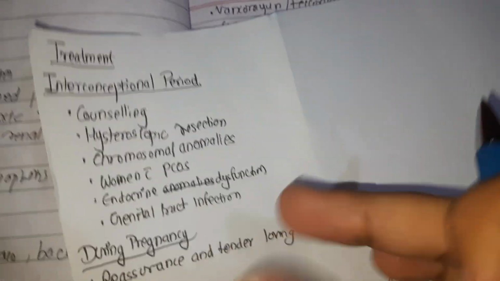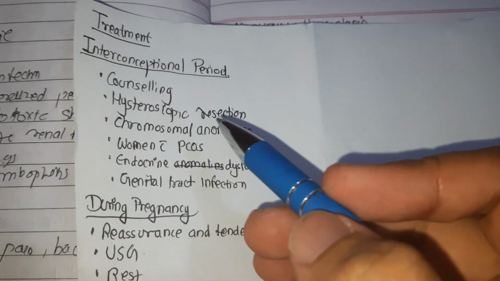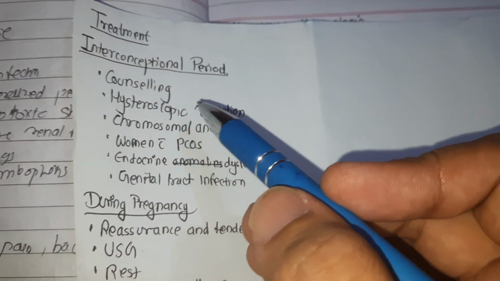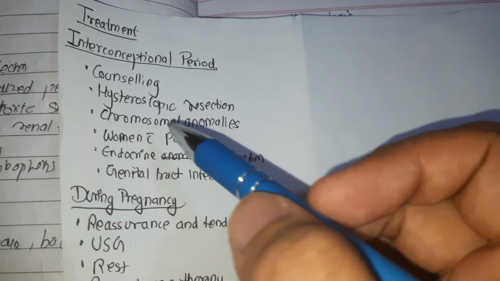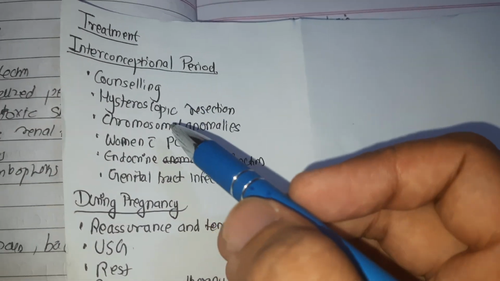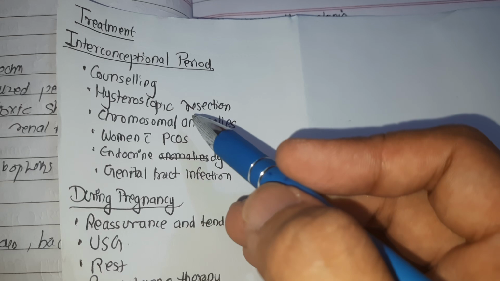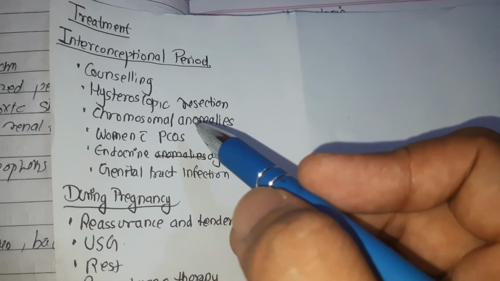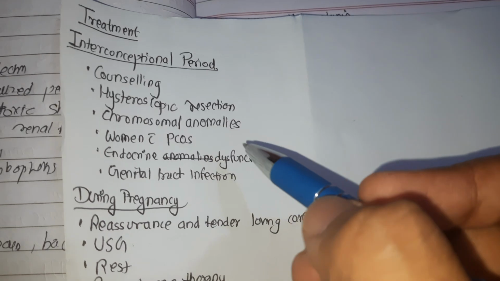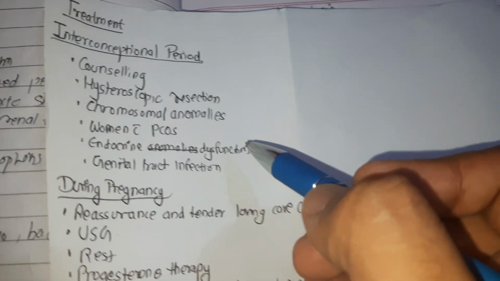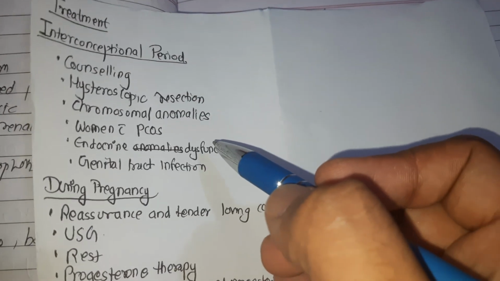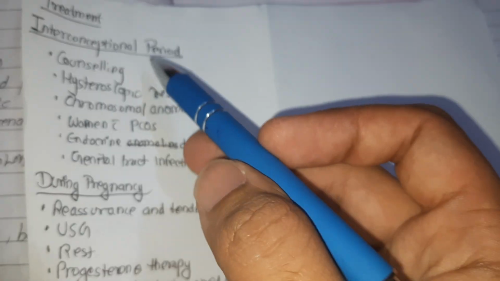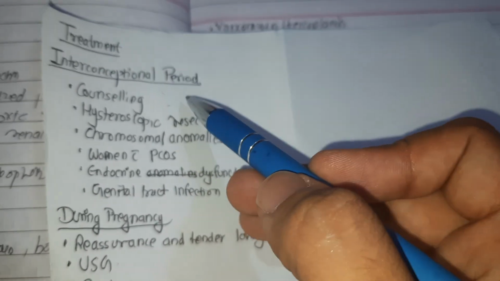And now we are finally moving on to the treatment of recurrent abortion. In the interconceptional period, counseling should be done to alleviate anxiety and to improve psychology. While counseling the couple, they should be assured that even after 3 consecutive miscarriages, the chance of a successful pregnancy is very high, more than 70%. However, the success rate depends on the underlying etiology as well as the age of the woman. So the patient should be reassured.